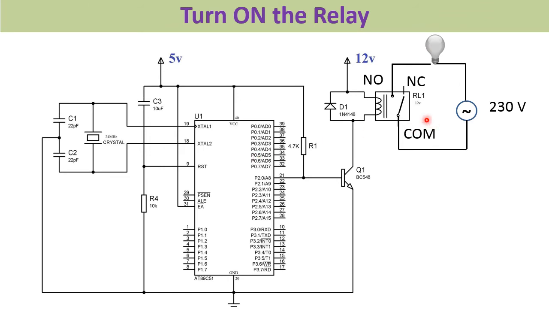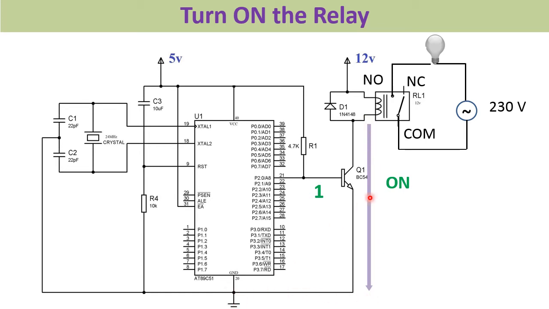I want to switch on the bulb. For that, logic 1 is sent over P2.0 pin, which reaches the base of the transistor. As this is an NPN transistor, 1 at the base will turn on the transistor. This will connect the coil terminal to ground.